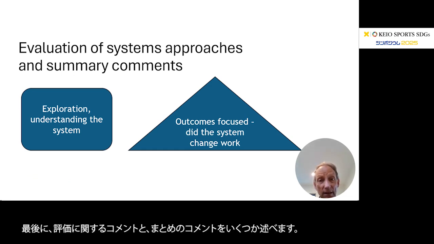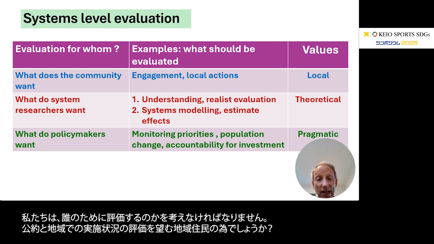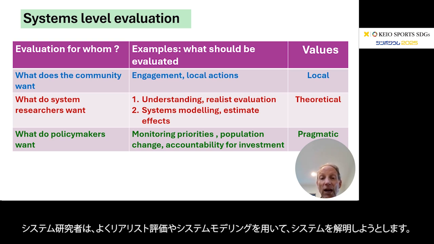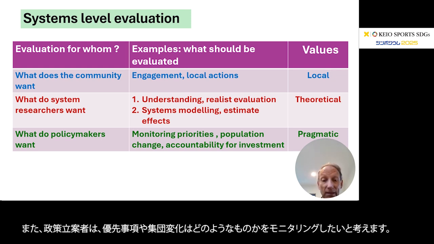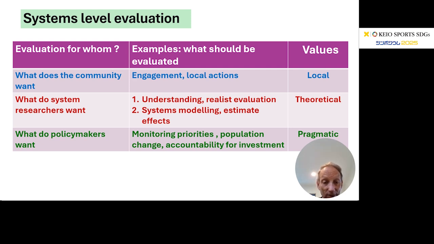So for my last couple of minutes, I'll give you some comments on evaluation and some summary comments. Researchers are interested in understanding the system, but also outcomes focused. Did the system change work? And we need to think about evaluation for whom. Are we evaluating for the community who want us to measure engagement and local actions? System researchers want to understand the system, often using realist evaluation and systems modeling. And policymakers want to monitor priorities. What are the population changes we see? What have we spent our resources on, and what have we got back in terms of pragmatic changes at the population level?